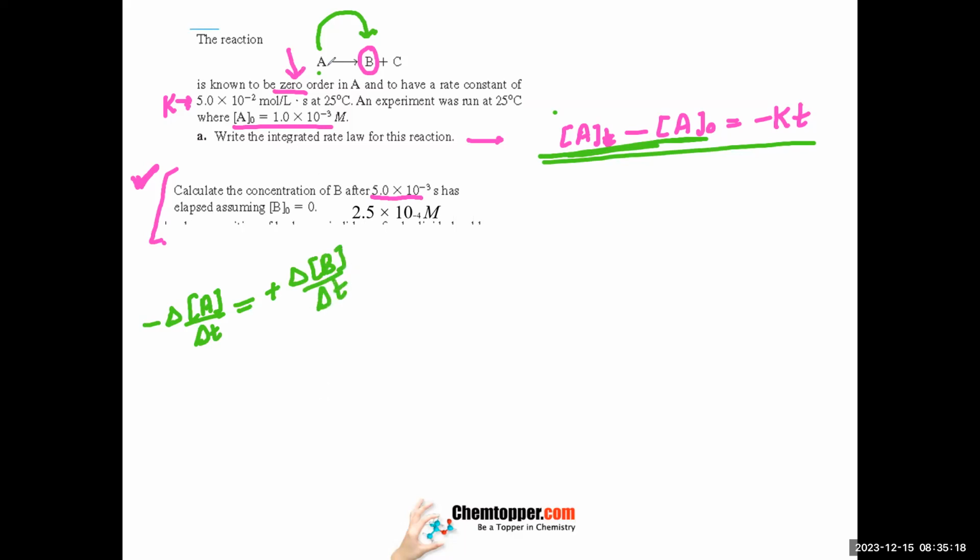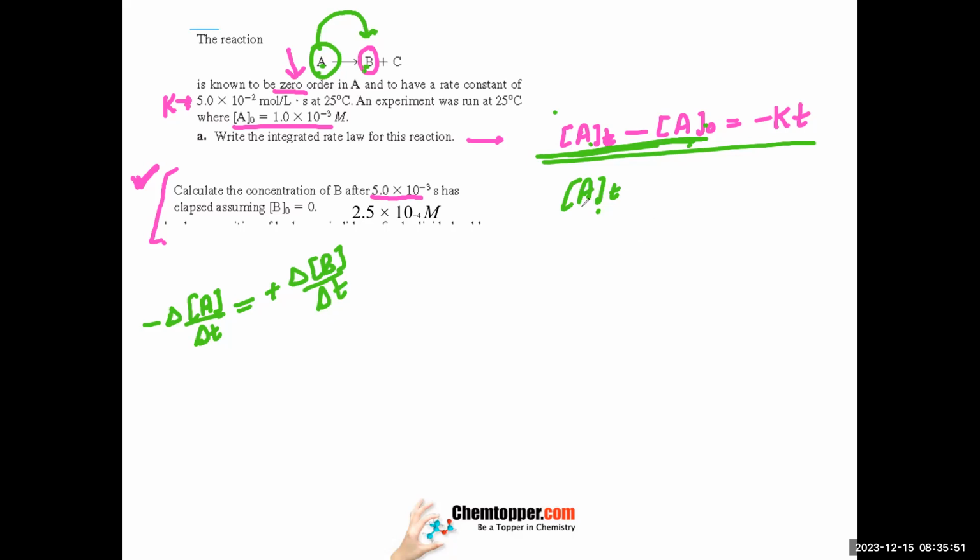Whatever amount, this is 1:1. Whatever amount of A has reacted, that is B. And how much amount of A has reacted? That is A naught minus At. Do you know how much A naught is? So I'm going to calculate At. If I know this, I can calculate this difference.